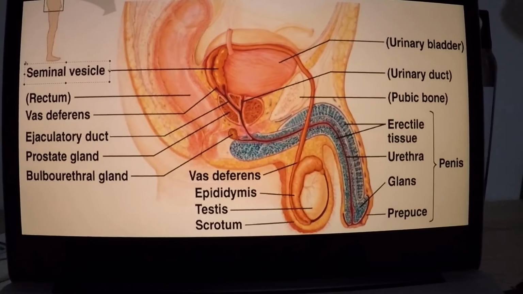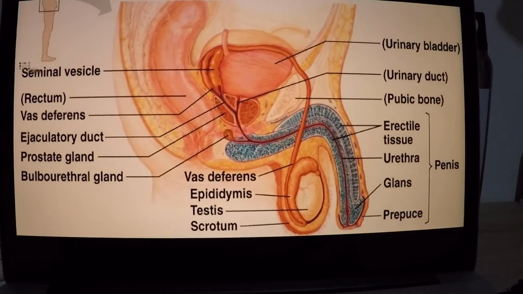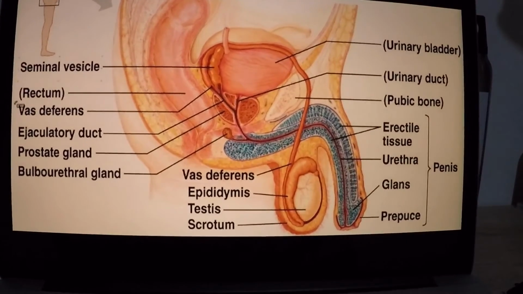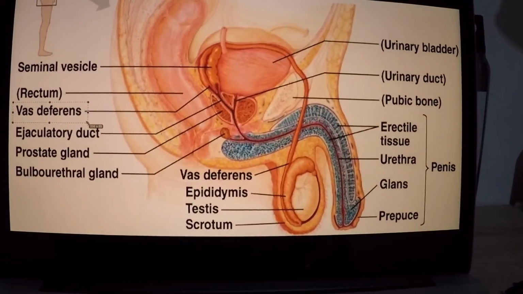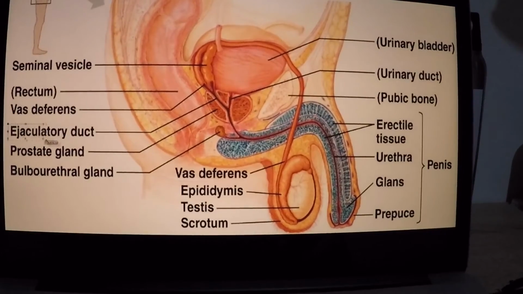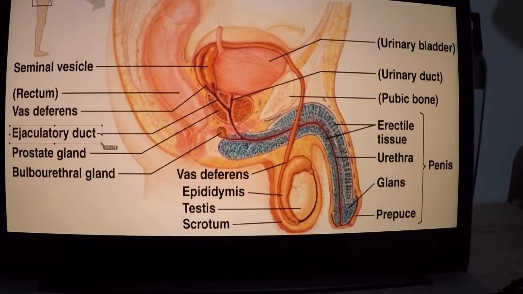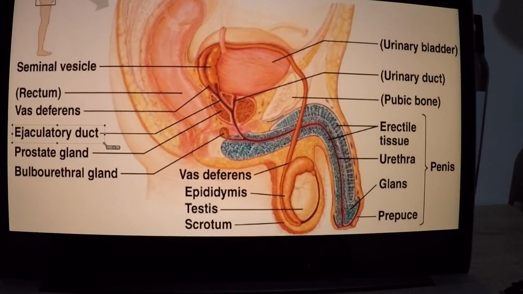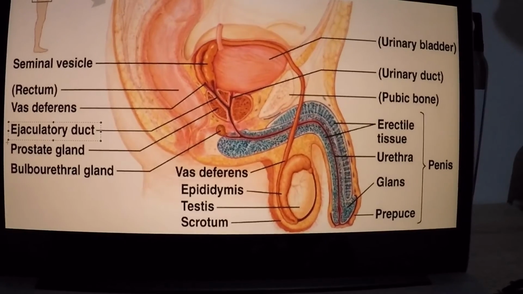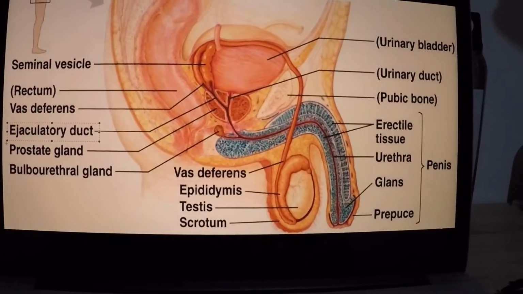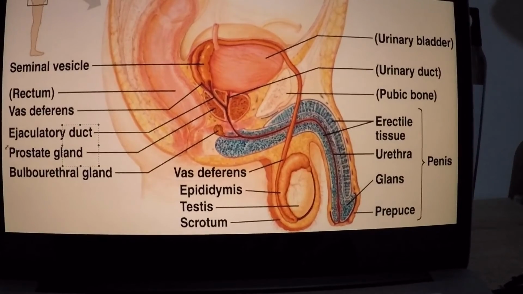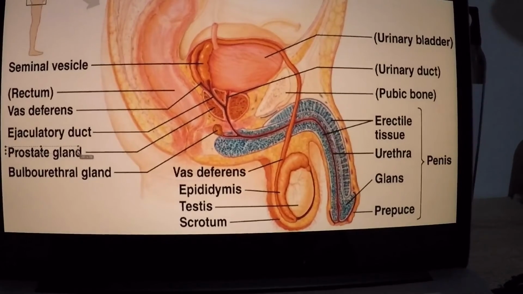Seminal vesicles are located within the pelvis. They secrete fluid that partly composes the semen. Vas deferens. Its function is to carry sperm away from the testes towards the penis. Ejaculatory duct. They pass through the prostate and open into the urethra and seminal colliculus. Prostate gland. It helps propel the seminal fluid into the urethra during ejaculation.